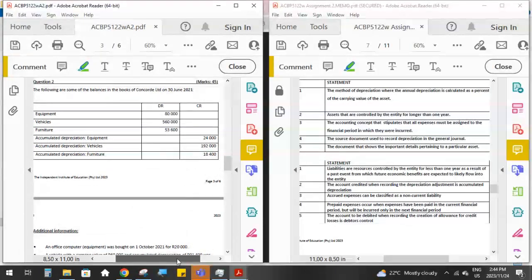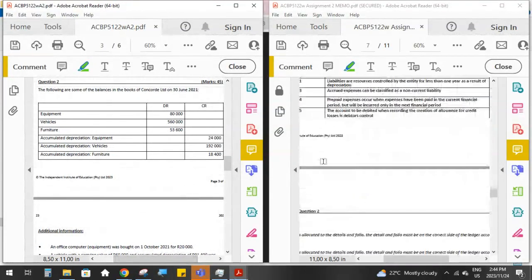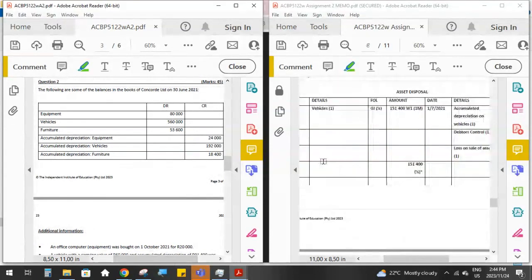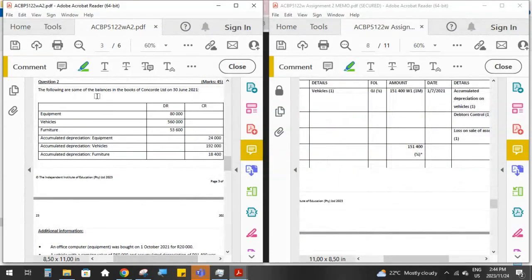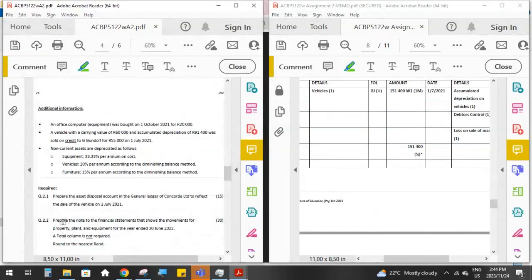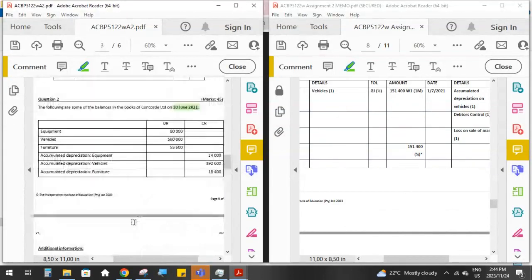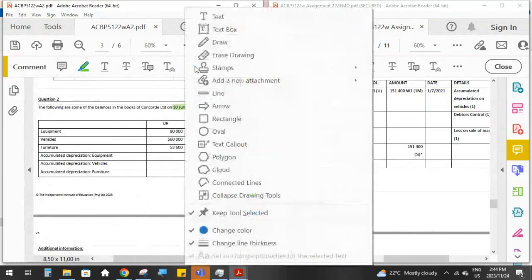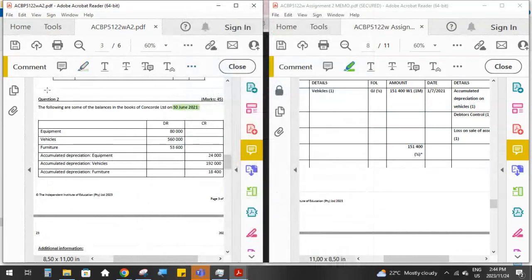So now let's have a look at question 2. So the following are some of the balances in the books of Concord Limited as at the 30th of June. As soon as we see that, they've asked us here to prepare the asset disposal account and prepare the notes to the financial statements, and we've got information here about depreciation. The first thing that you're going to want to do is create a timeline for yourself.